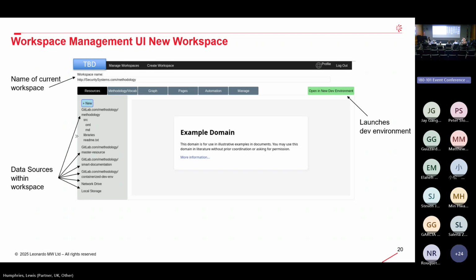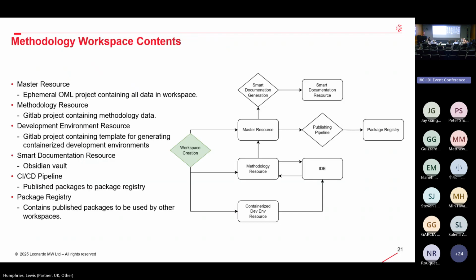where you can do whatever changes you need to do and push them up to the Git repo with the methodology as normal. Then on the left, there's a list of the various different data sources for the newly created workspace. So with that in mind, what are these various different data sources?